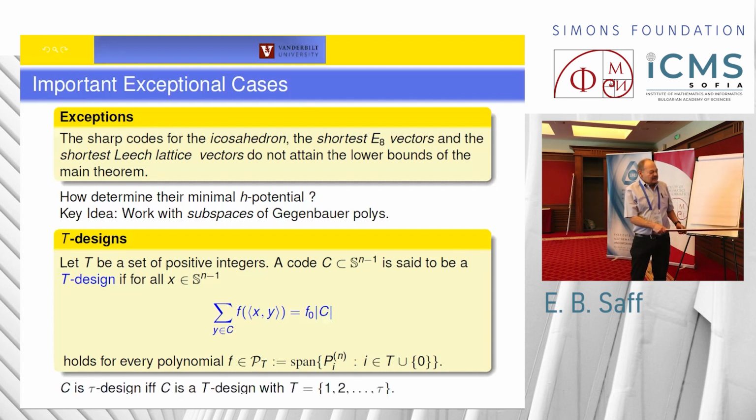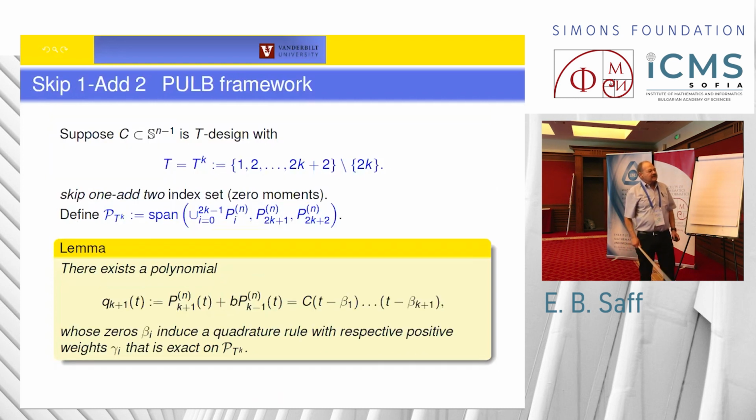So what is a tau design? A tau design is a capital T design where your capital T is all the integers from 1 to tau. The point here is that we're leaving out some of these integers, and that's how we get it. What is our trick here? It's something we used in our previous work on energy results, called skip 1, add 2. It sounds like a dance or something, right? Skip 1 and add 2.